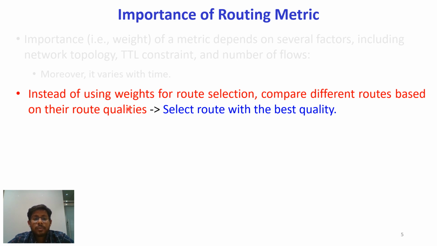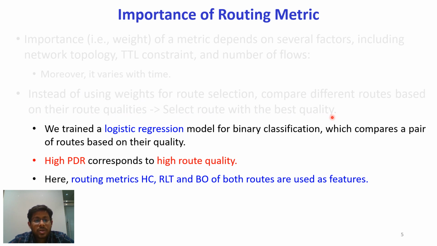So therefore, instead of using weights for route selection, we compare different routes based on their route qualities. And then the route with the best quality is selected. For this, we trained a logistic regression model for binary classification, which compares a pair of routes based on their quality. Here, high PDR corresponds to high route quality. Routing metrics, hop count, route lifetime, and buffer occupancy of both routes are fed as input features.